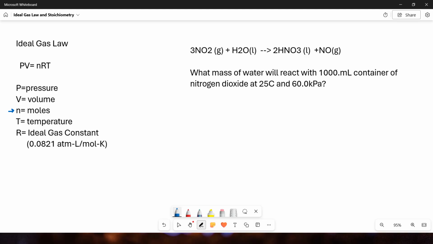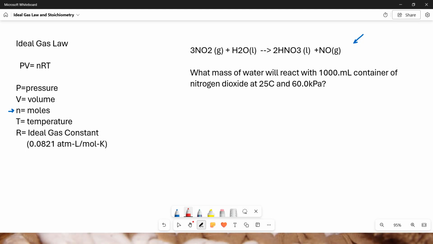Another giveaway that you're going to be using stoichiometry is that they give you a balanced chemical equation. So in this problem, we're actually going to use the ideal gas law first, then do stoichiometry, but sometimes you have to do stoichiometry first before using the ideal gas law. And I'm going to say something that you may already know, but students often forget. The ideal gas law can only be used with gases, hence the name.